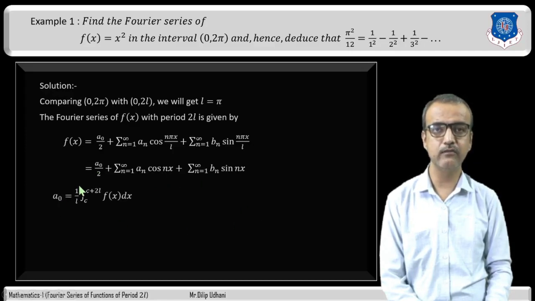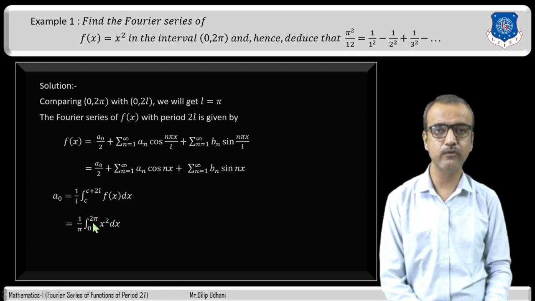So a0, that is 1 over L integration from c to c plus 2L f of x dx. Here as you can see that the interval is 0 to 2 pi, so we will put down the value of c equals to 0, so it will become 0 to 2L. So we have a0 equals to 1 over pi, as the value of L is pi. Integration from, we will take c equals to 0. So 0 plus 2 into the value of L is pi, so it is 2 pi.